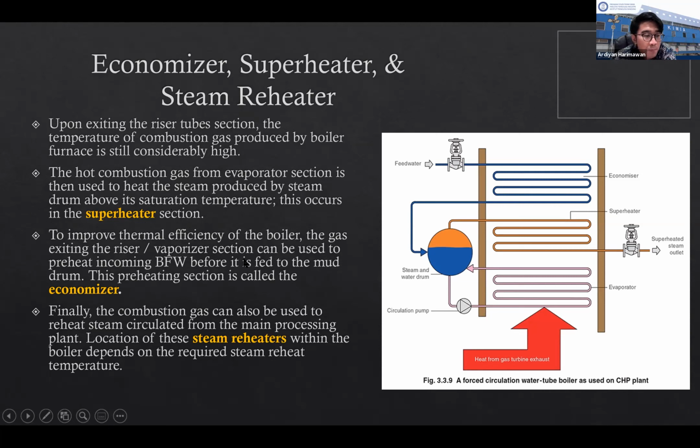Superheated steam. And then to improve the thermal efficiency of the boiler, the gas exiting the riser or the vaporizer section can be used to preheat the boiler feed water before it is fed to the mud drum. That's why we call it the economizer. And finally, the combustion gas can also be used to reheat the steam that is circulated from the main process. The location of the steam reheaters within the boiler will depend on the required steam temperature.